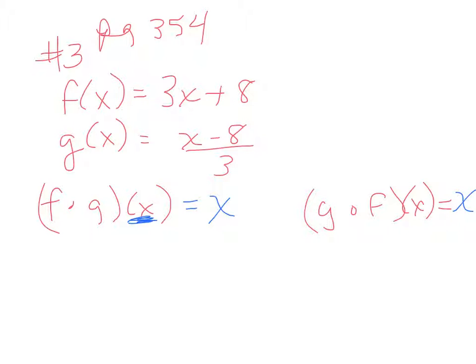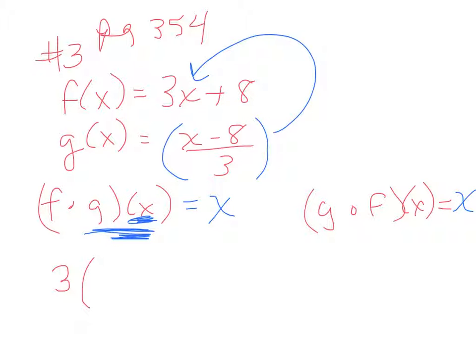So that's your goal. Starting with f of g of x, whatever letter's closest to the x, that's what you pick up. So we're going to pick up that function, and you plug it into the f function. And it looks like this. So you have 3 times what's in parentheses.